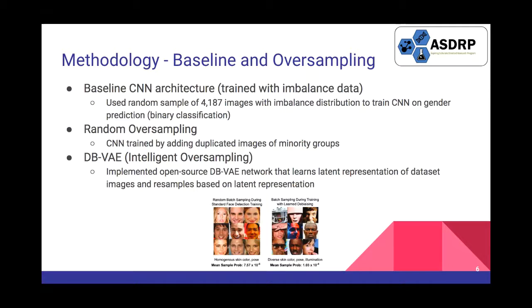Another method is the debiasing VAE network, which learns a latent representation of the dataset images and resamples based on this latent representation. What this basically means is that rarer faces, usually those that are part of the minority class, are resampled more. As seen in the images, a random batch from the original dataset shows more images from the majority class, which in this case are lighter faces, while a batch sampled from the actual DBVAE training data is more diverse.